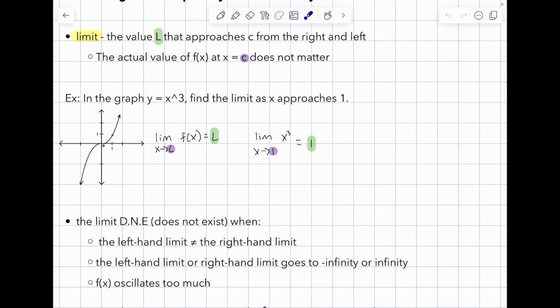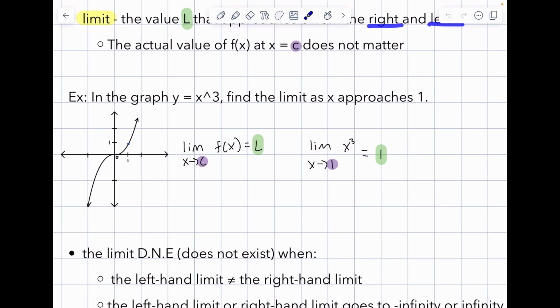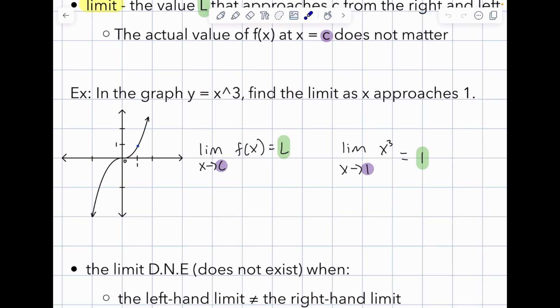So we said that the limit will be the value L that the function approaches at our point, which is, in this case, x equals 1, from the right and the left. So let's use the graph to look at this. If we come from the right side to our point, we see that it's approaching y equals 1, right? And when we come from the left side of the graph to our point, we also see that it's approaching y equals 1. And because both the right-hand and the left-hand limit are approaching the same number, we can deduce that the limit as x goes to 1 of x cubed is 1.